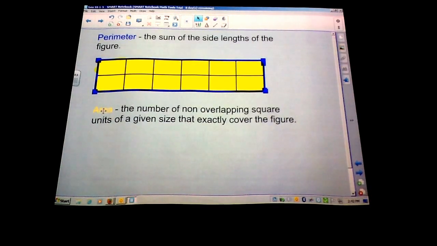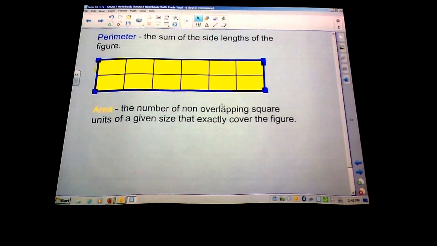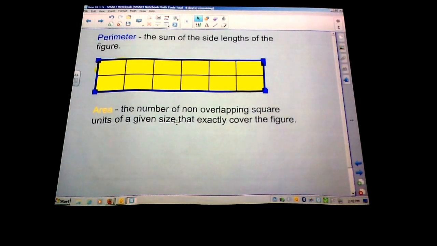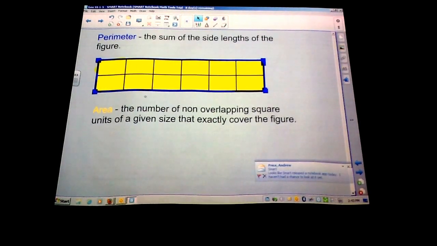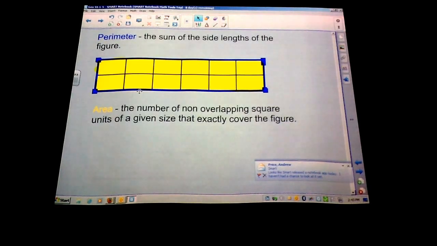And what is area? Well, that's the number of non-overlapping square units of a given size that will exactly cover the figure. So if we're going to wrap this with wrapping paper, that would be dealing with area. We're going to cover the surfaces. So the amount of space on the inside of the perimeter would be its area.